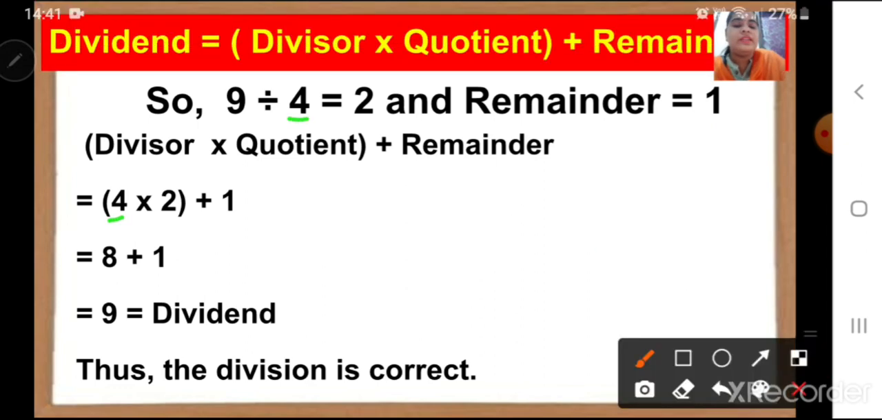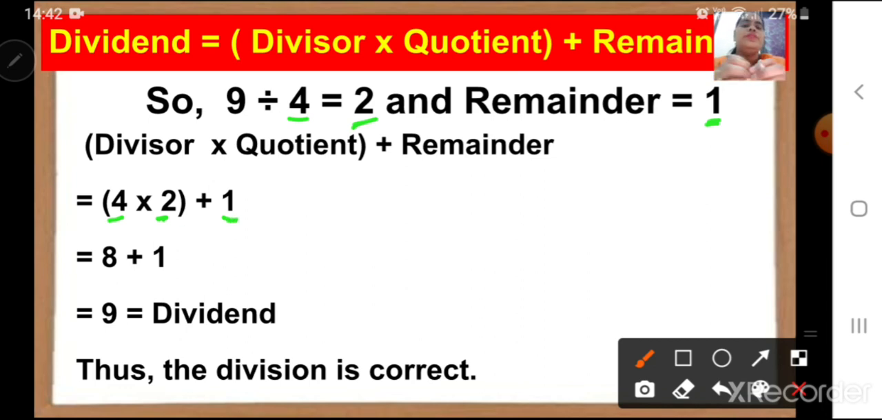So we'll write here number 4. Quotient is number 2, so multiplied by 2. And then we have to put bracket, because it is multiplication. First we have to multiply that, then plus remainder. What is remainder? 1. So we'll write here plus 1.